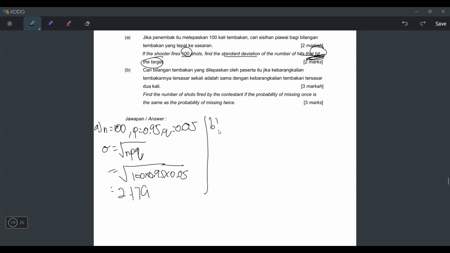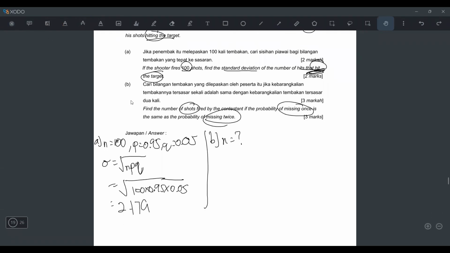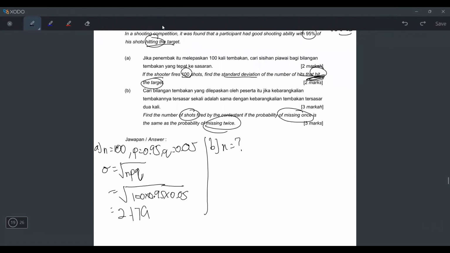That's all. Done. Part B. Find the number of shots fired by the contestant, means want to find N, if the probability of missing once is the same as probability of missing twice. So this is also under binomial distribution. It means you don't need to use the Z value table, that one is normal distribution. When you see the word normal, then only it's that type of question. This one is all binomial, and you will be using the formula nCx, p to the power x.